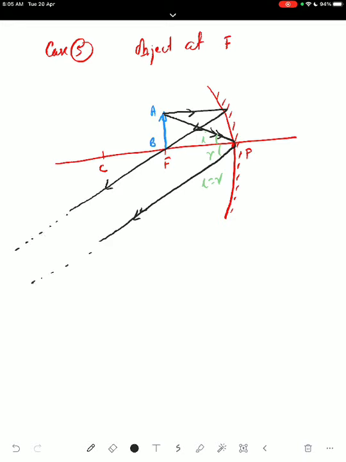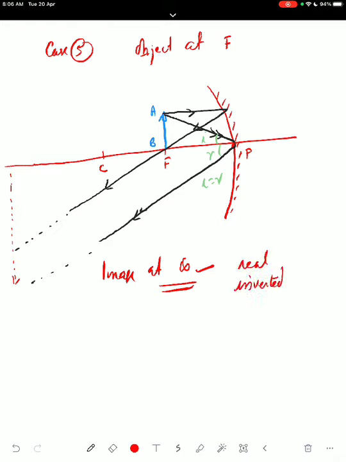As we go on extending, just see the image size. This is your principal axis. The parallel rays are supposed to meet at infinity, so as they meet at infinity, the size of the image goes bigger and bigger. The image will be formed at infinity, and when they are meeting at infinity, the size of the image will be highly magnified. So it will be a real image, an inverted image, and it is highly magnified.